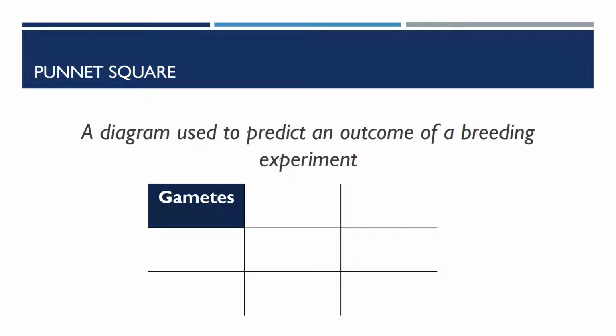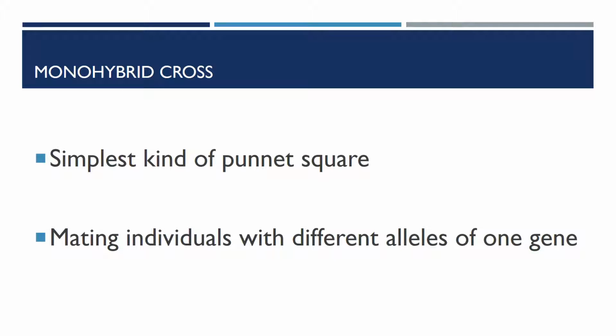So when we're applying this, we use a Punnett square. So that's a diagram used to predict an outcome of a breeding experiment. So you put your gametes here, and then you put your males here and your females here. So we're going to go through a worked example so that you can see the process. So a monohybrid cross is the simplest kind of Punnett square, and it's mating individuals with different alleles but for one gene. So we do this as a way of predicting the offspring without actually having to breed the offspring, and that way we can work out the genotype and the phenotype ratios.